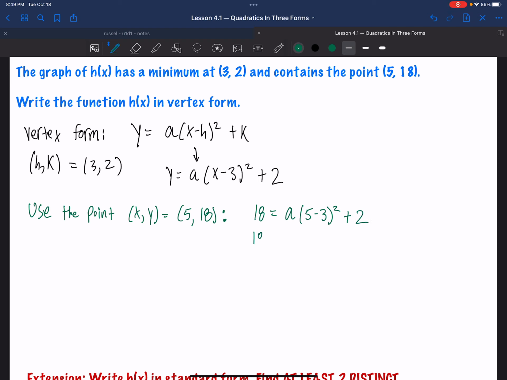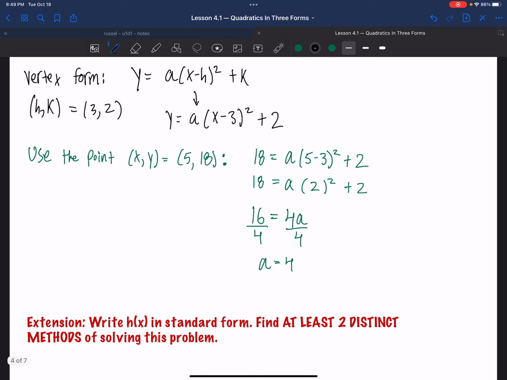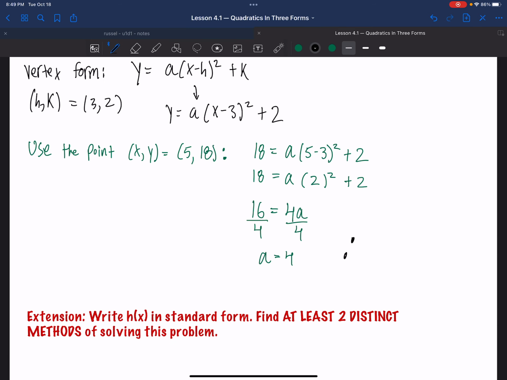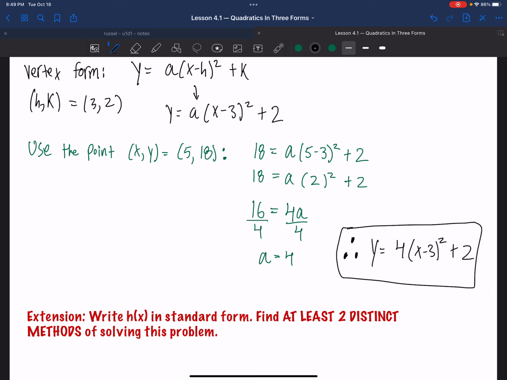Now 5 minus 3 squared, we know that that is 2 squared plus 2. If I subtract 2 from both sides, I get 16. And 2 squared is 4a. So then divide both sides by 4. I get a equals 16 over 4, which is 4. So now that I found a, vertex form is, therefore, y equals 4 times x minus 3 squared plus 2. And done. That's pretty much it.